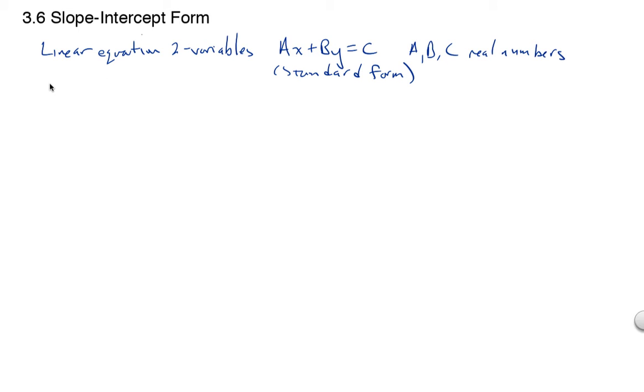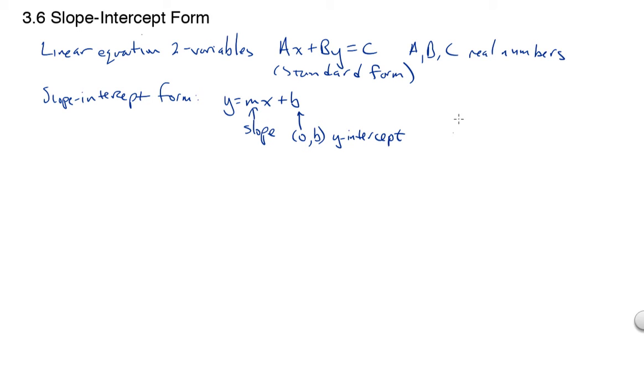The main form of an equation we'll look at is the slope-intercept form. And that looks like this: y equals mx plus b. And you've seen this before. M is the slope of the line, and b gives us the y-intercept. Technically, (0, b) is the y-intercept. Now, what's an intercept?